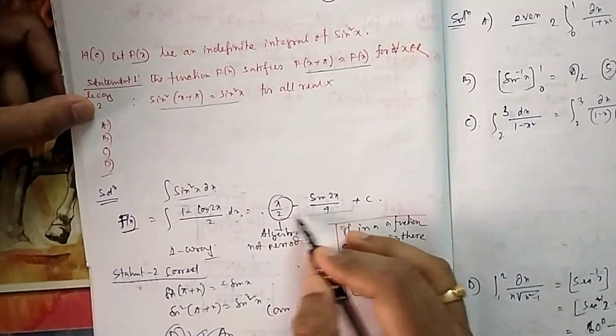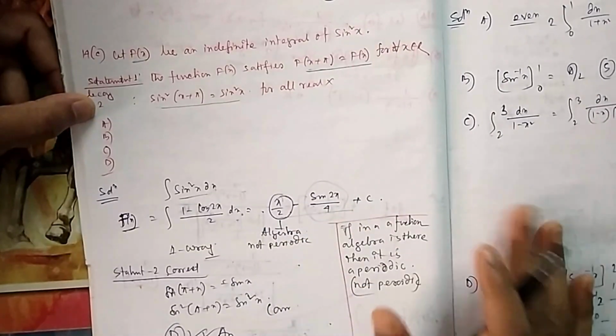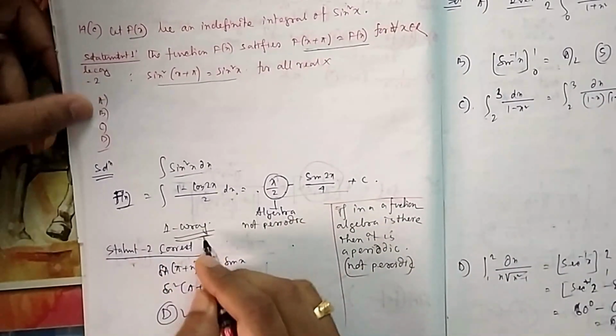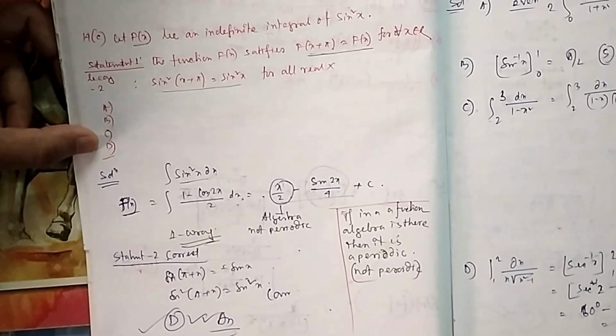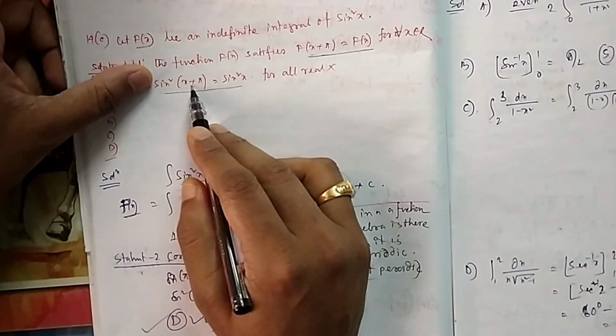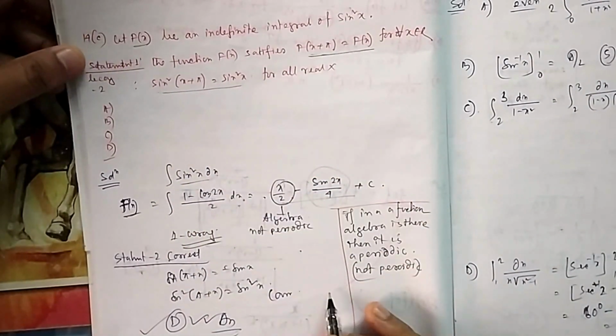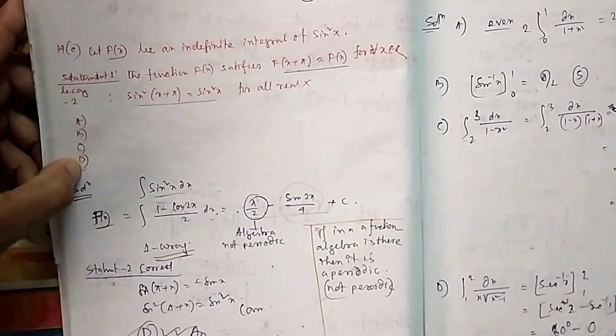Whether it is periodic, you see this portion is periodic, but this is not periodic. So this summation will never be periodic. So obviously 1 is wrong. If 1 is wrong, then it is obviously option D. 2 is correct because you can see sin of x plus pi is equal to minus sin x, but it is squared, so it will be positive. So 1 is wrong, 2 is correct, that is option D.